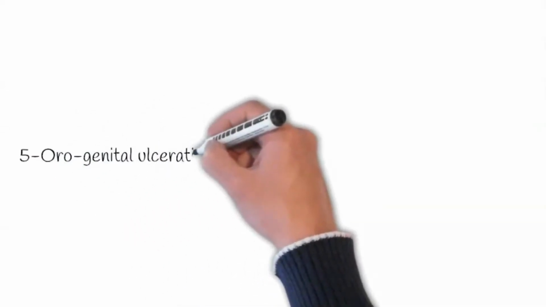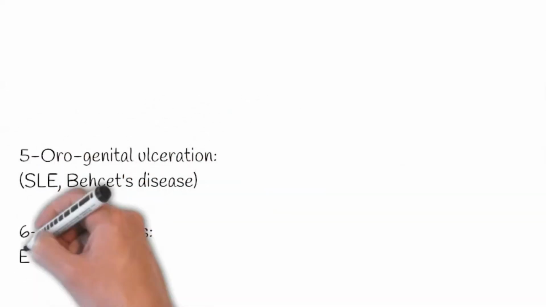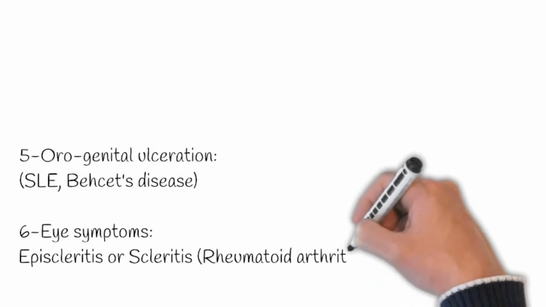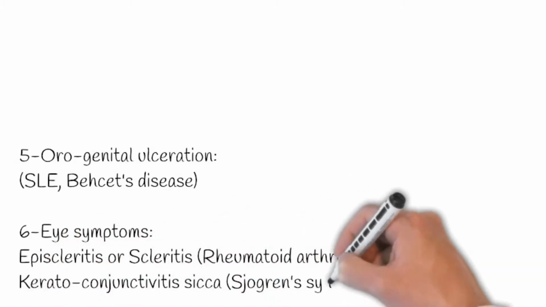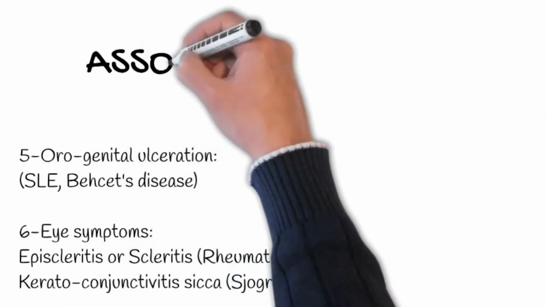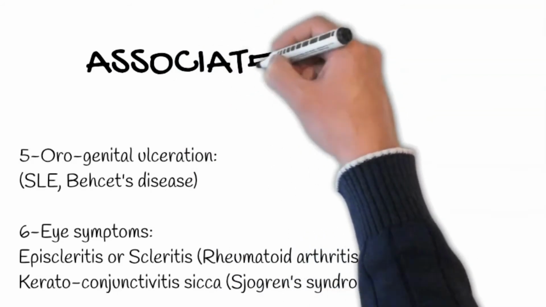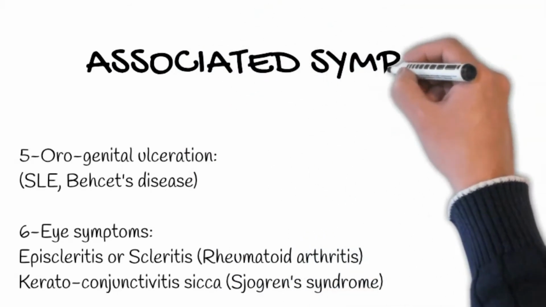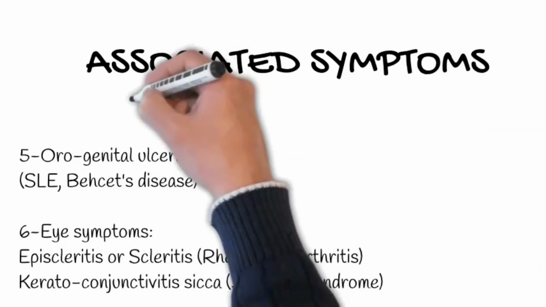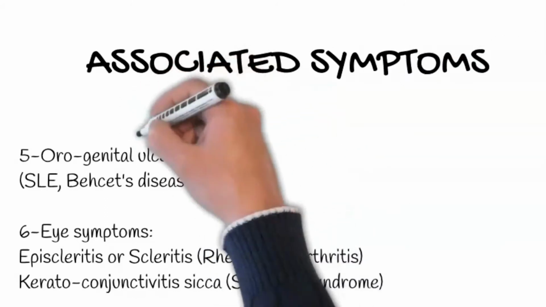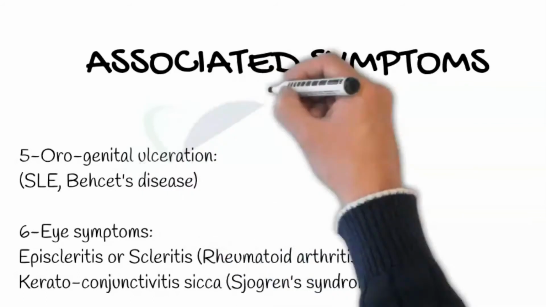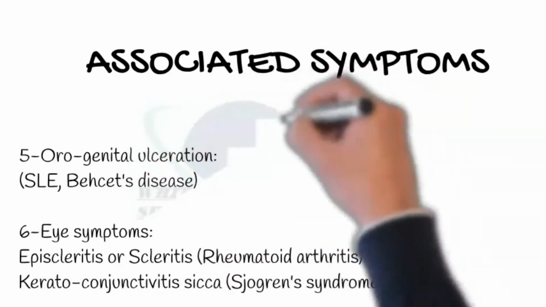Next, ask about orogenital ulceration. Oral ulceration is associated with systemic lupus erythematosus, Behçet's disease, and reactive arthritis. Furthermore, eye symptoms: a red or painful eye may be a consequence of episcleritis or scleritis and rheumatoid arthritis, and dry, gritty eyes suggest keratoconjunctivitis sicca caused by Sjögren's syndrome.